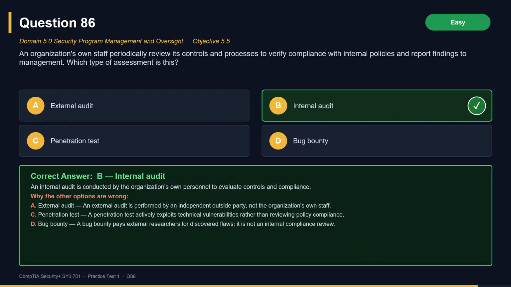Now, why the other options are wrong? External audit is incorrect. An external audit is performed by an independent outside party, not the organization's own staff. Penetration test is incorrect. A penetration test actively exploits technical vulnerabilities rather than reviewing policy compliance. Bug bounty is incorrect. A bug bounty pays external researchers for discovered flaws. It is not an internal compliance review.